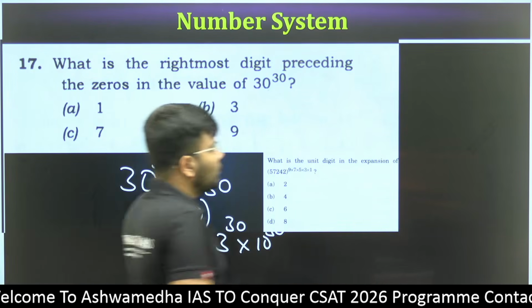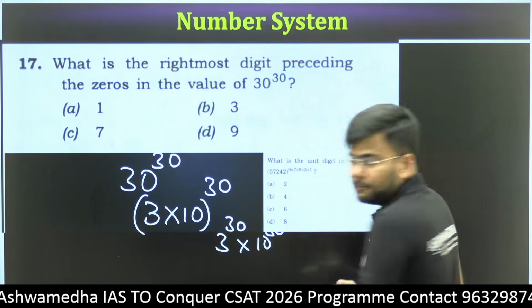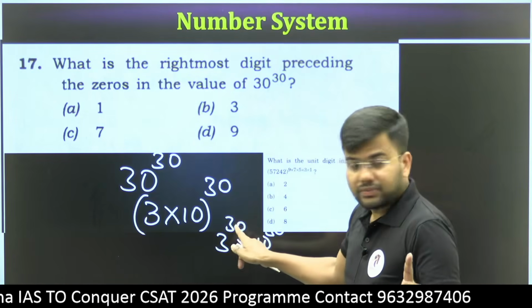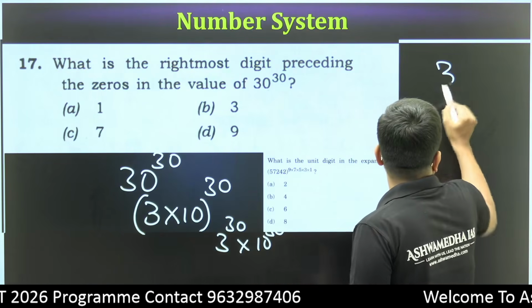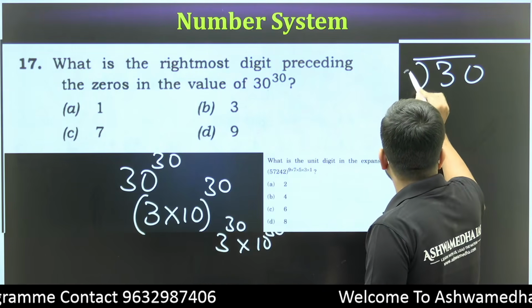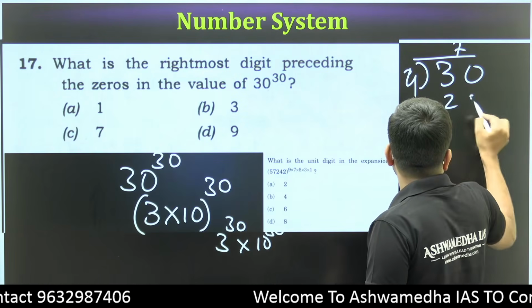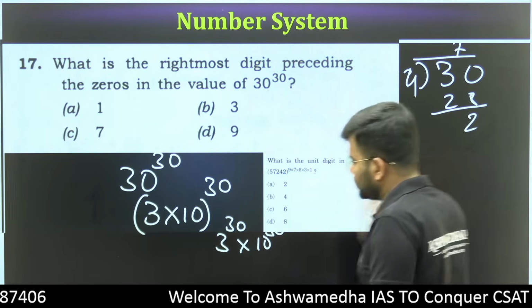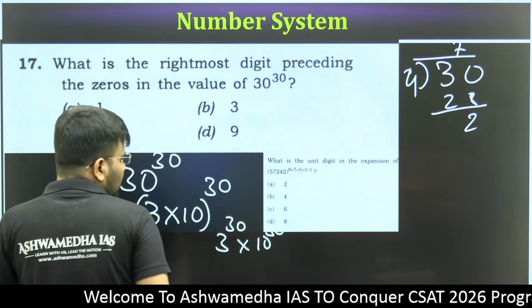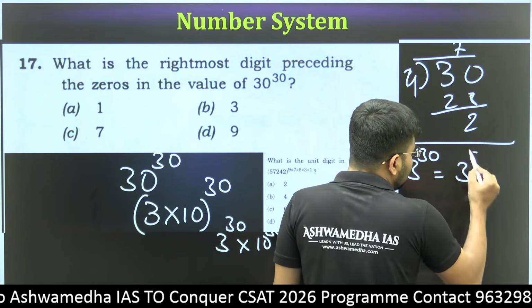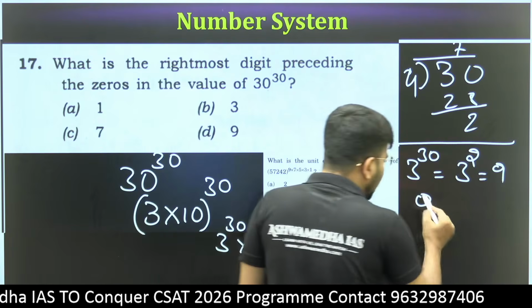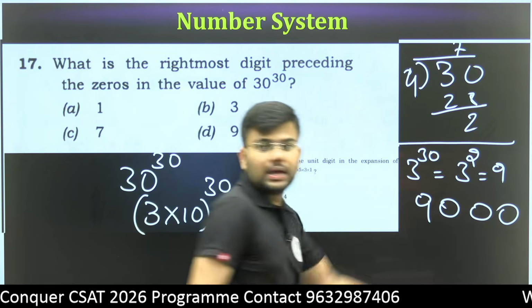So to find the unit digit of 3 to the power of 30, 3's unit digit repeats in a cycle of what? 4. What are you supposed to do? Take 30, divide it by 4. 4 7s are 28. The remainder is 2. The unit digit of 3 to the power of 30 would be similar to that of 3 square, which is 9. 9 would be followed by how many zeros? It would be 30 zeros.